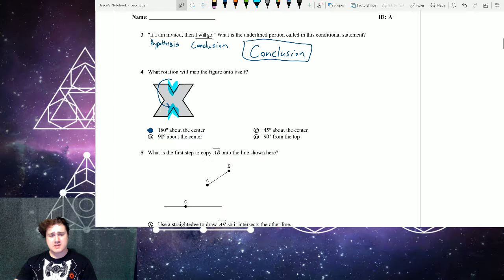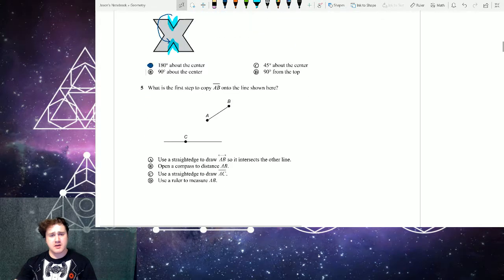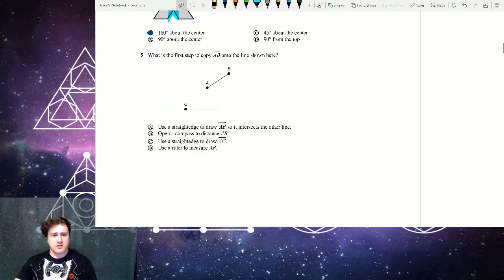That takes us now to problem number 5. What's the first step to copy segment AB onto the line shown here? Alright, so going through this one, it says use the straight edge to draw line AB so it intersects the other line. So what that's trying to do is say we make a line that comes in and crosses into this line.